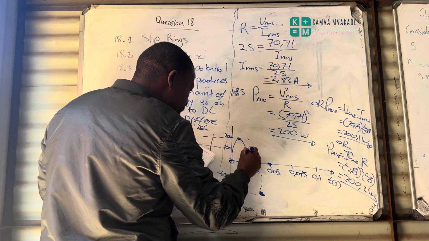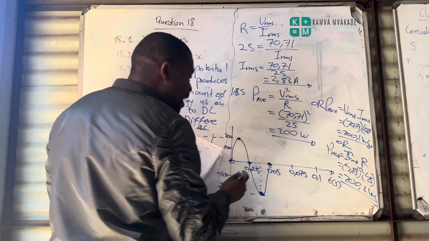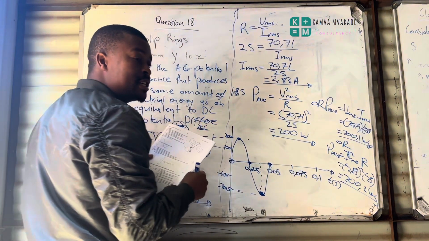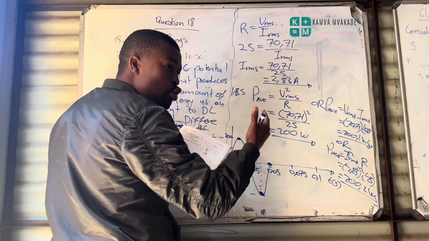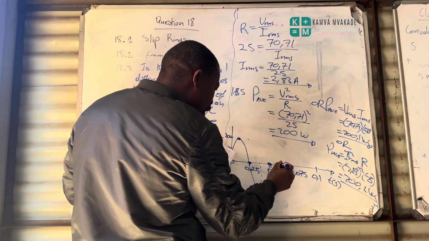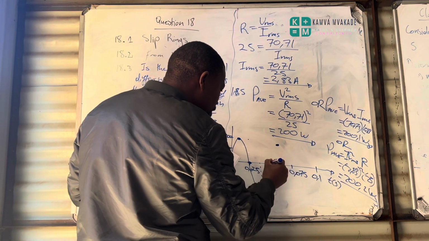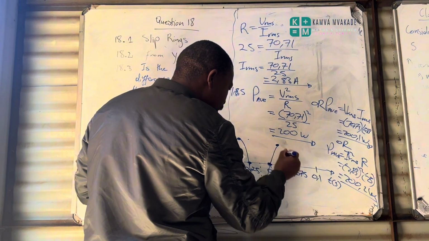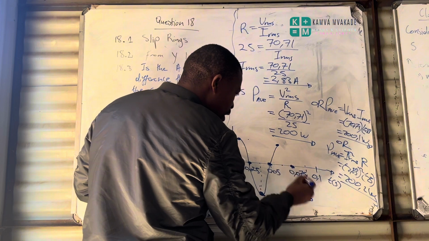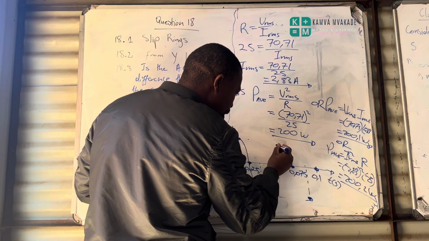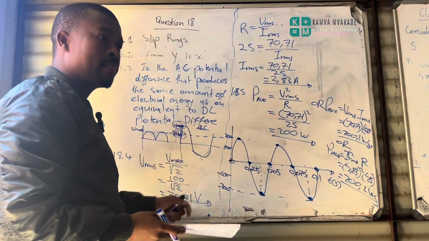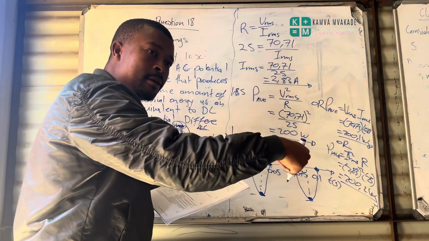So here we have 1 and 2, 360 degrees twice, because we have doubled the rotational speed. The voltage is also doubled. So this is what is expected if the rotational speed is being doubled.